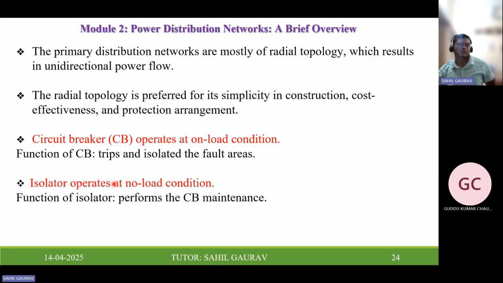Now, what is a circuit breaker and an isolator? A circuit breaker operates at on-load condition, and the function of the circuit breaker is that it trips and isolates the fault area. While the isolator operates at no-load condition and it is used to perform circuit breaker maintenance.